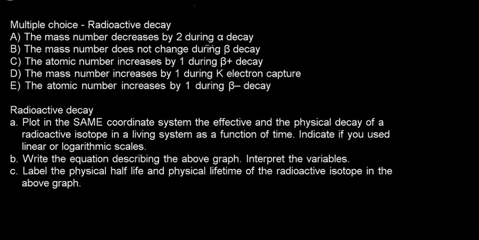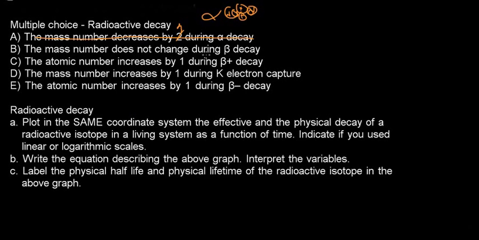Multiple choice. The mass number decreases by 2 during alpha decay. We're talking about the alpha particle. We already mentioned, we have 2 protons and 2 neutrons here, so the mass number is 4. It's not decreased by 2, it's decreased by 4. This is incorrect. This is not true.